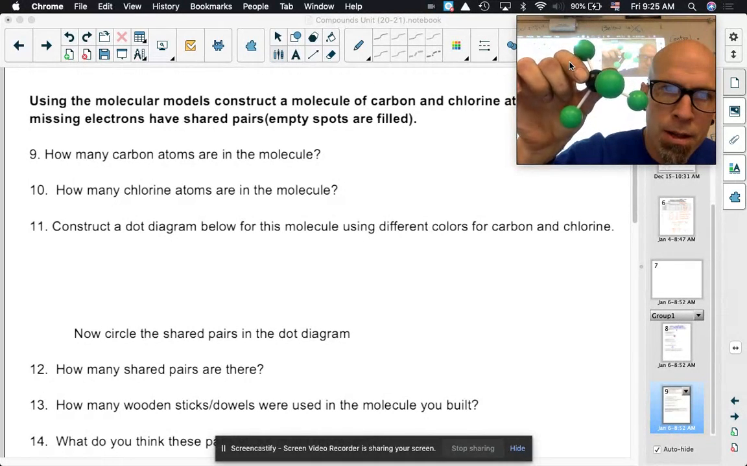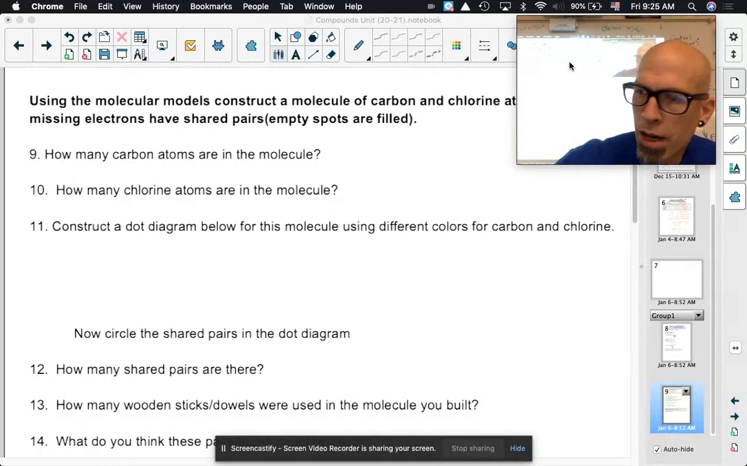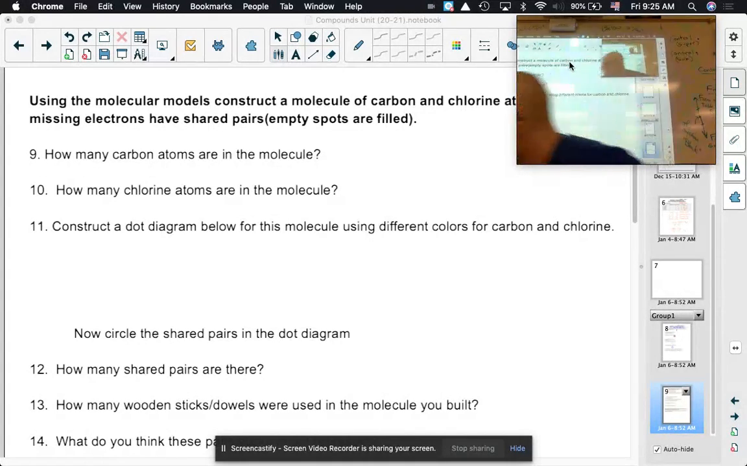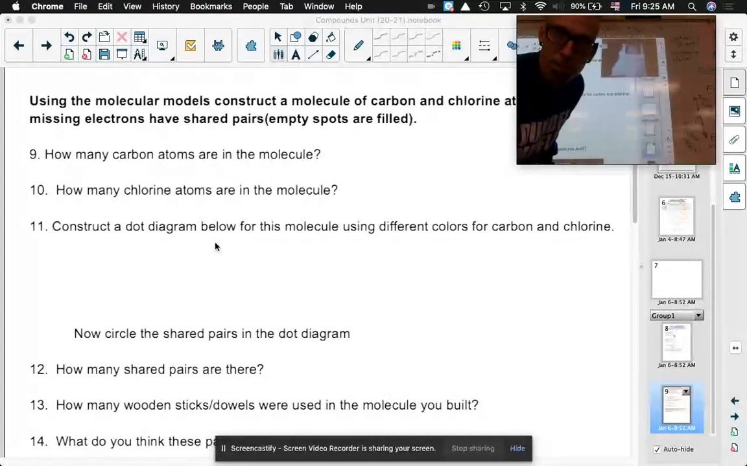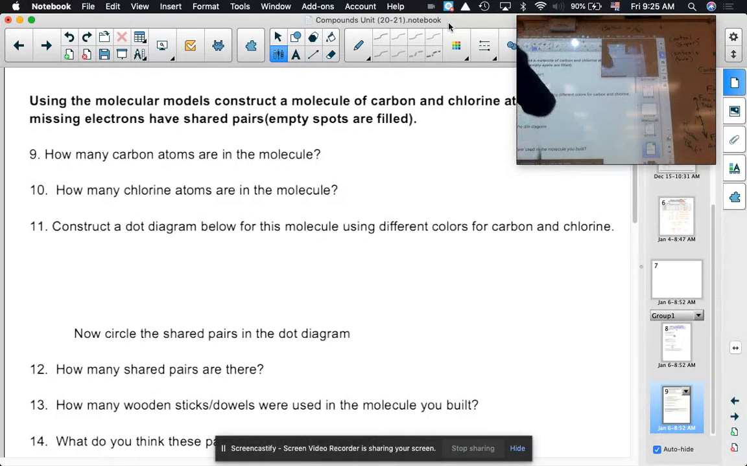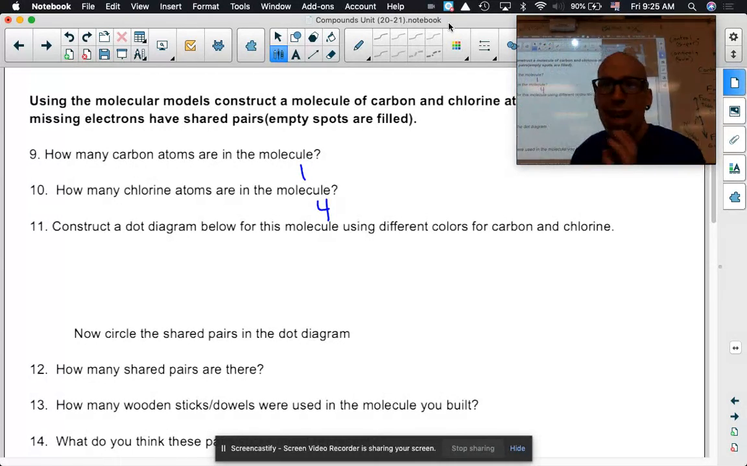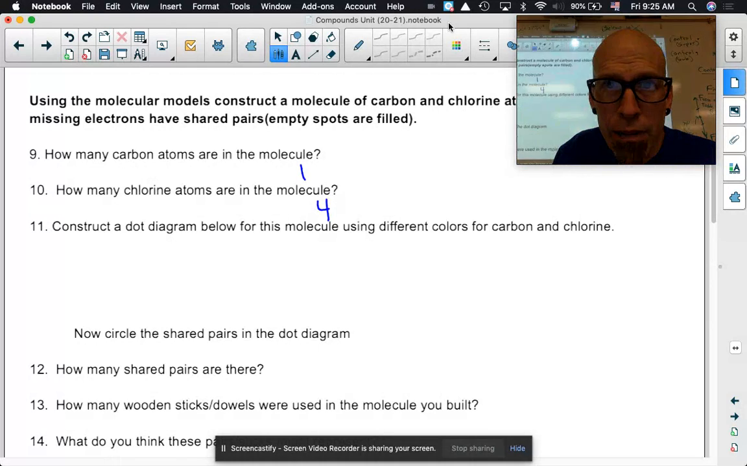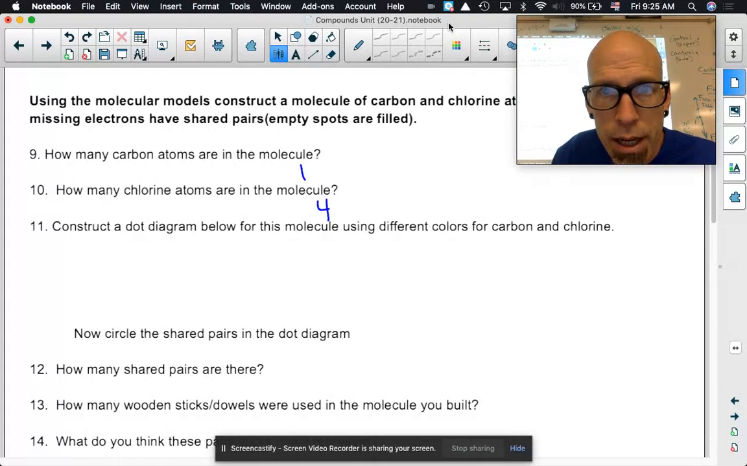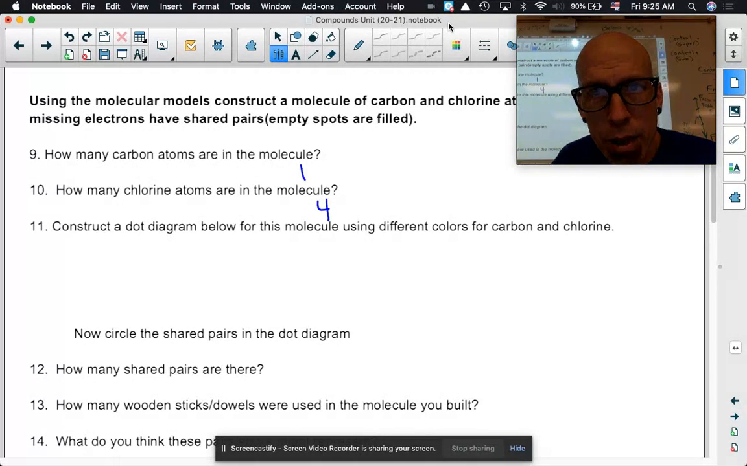All right. So how many carbon atoms are in the molecule? Well, hopefully you can see that there's only one. There's 1 carbon atom in the molecule. How many chlorine atoms are in the molecule? 4. Then you're supposed to sketch a dot diagram. What would the dot diagram look like for that? To have 1 carbon in the middle surrounded by chlorines, how would you construct a dot diagram for that to work?